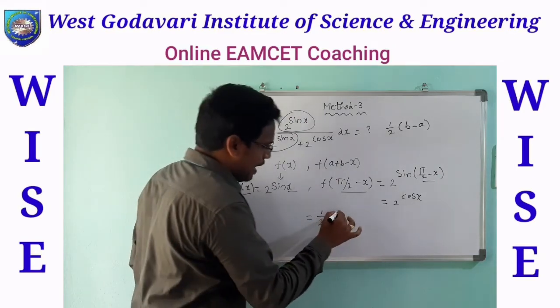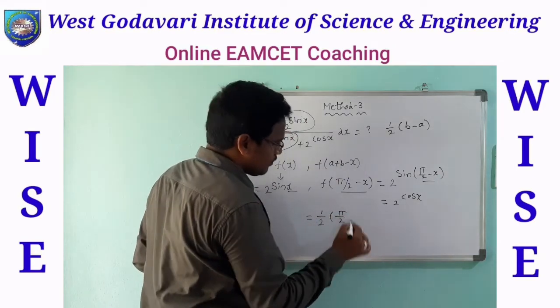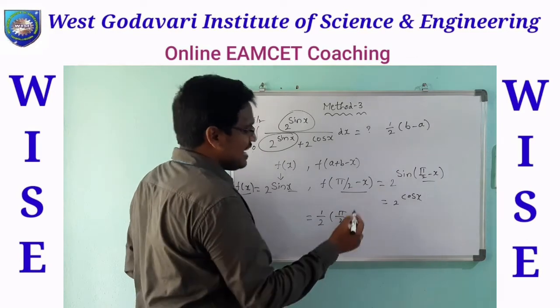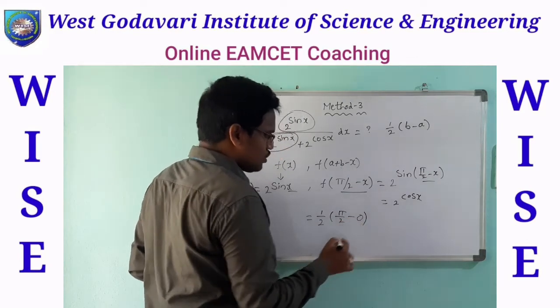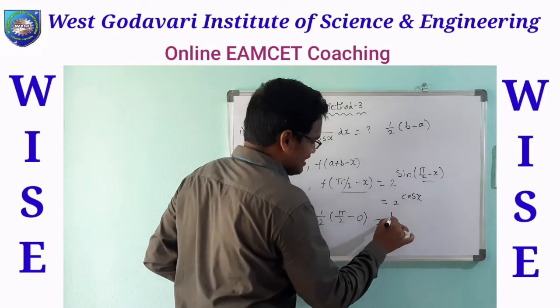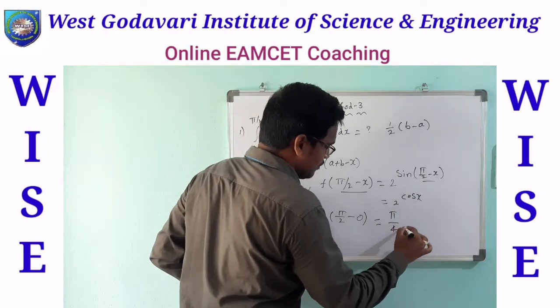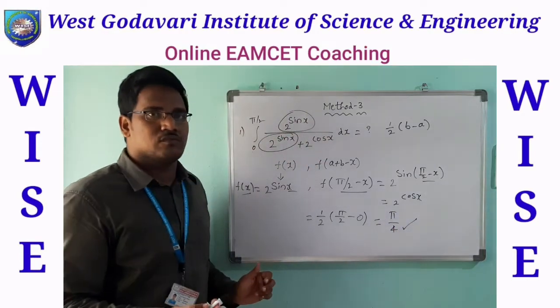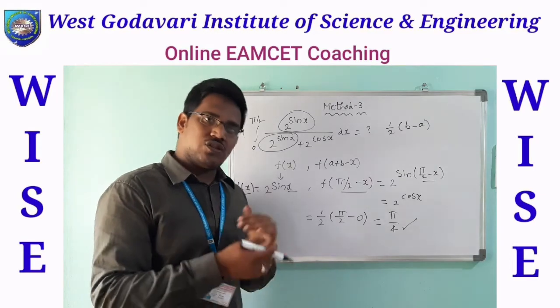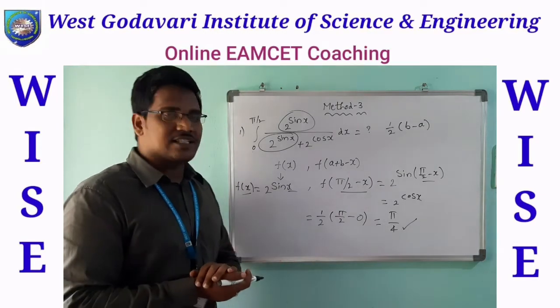Here b is pi by 2, minus a is 0. So here the answer is pi by 4. That's it. Now see another question regarding this concept.